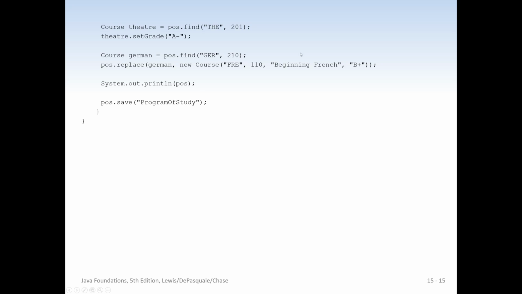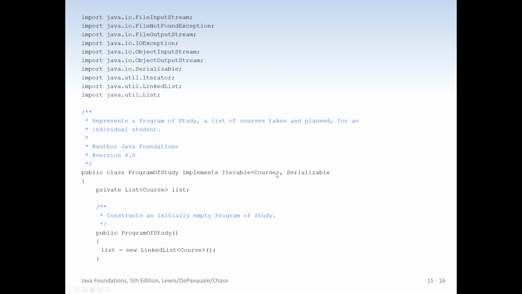So everything is implemented in classes. We can't really see what these things do, but let's go and take a look at our program of study class. So program of study implements iterable, which we'll talk about in a bit. But it also implements serializable, which is the thing that lets us save. It has a list of courses, so this list referenced here.